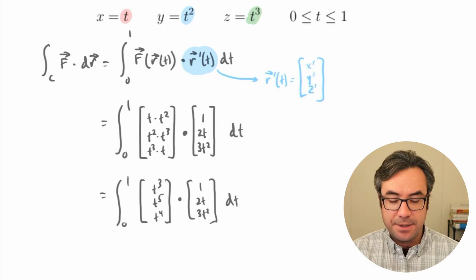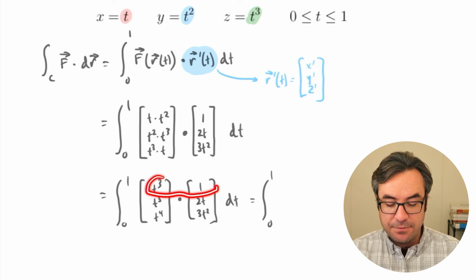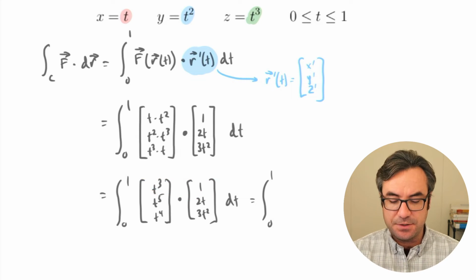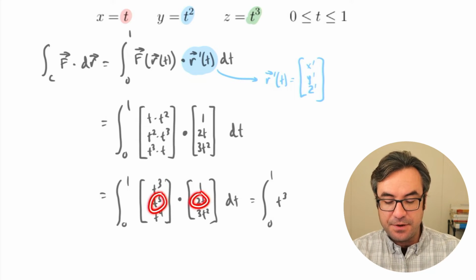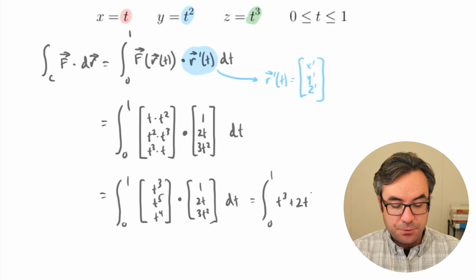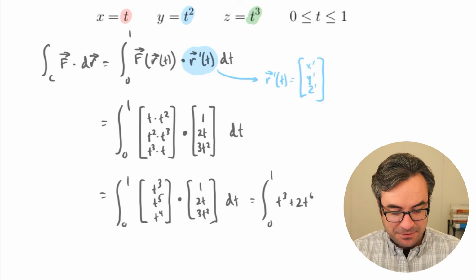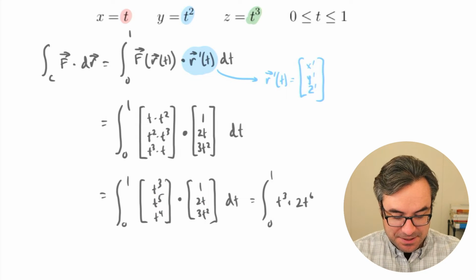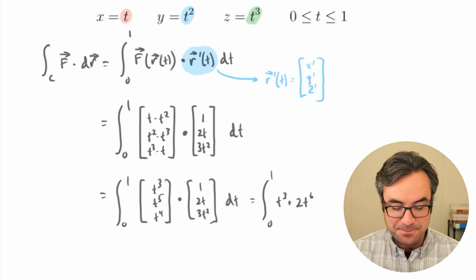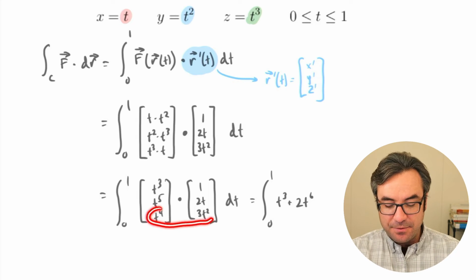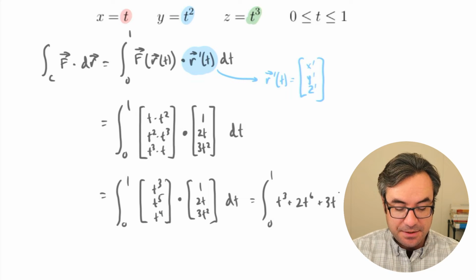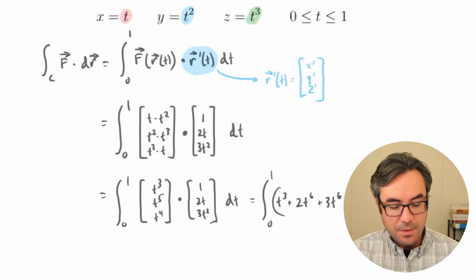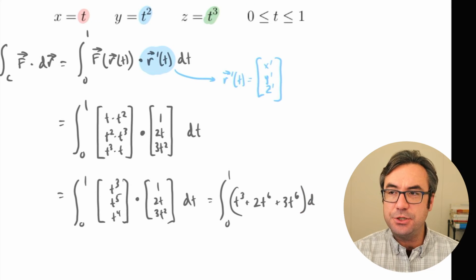And then if we do the dot product, we have the integral from 0 to 1. With dot products, we just multiply across and then add up the results. So t cubed times 1 is t cubed. T to the 5th times 2t is 2t to the 6th. And just be careful, my plus signs start looking like t's. And then we do the same thing with the last component: t to the 4th times 3t squared is plus 3t to the 6th. And then we're integrating with respect to t.